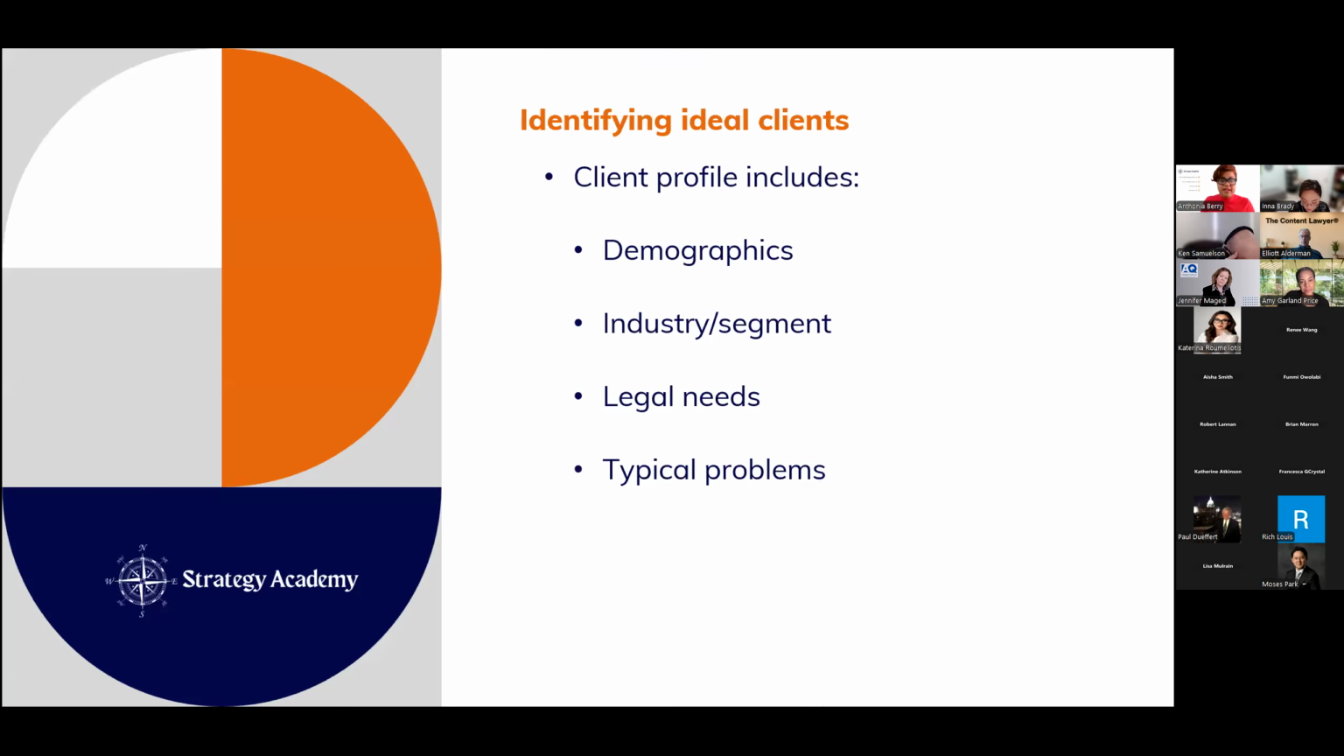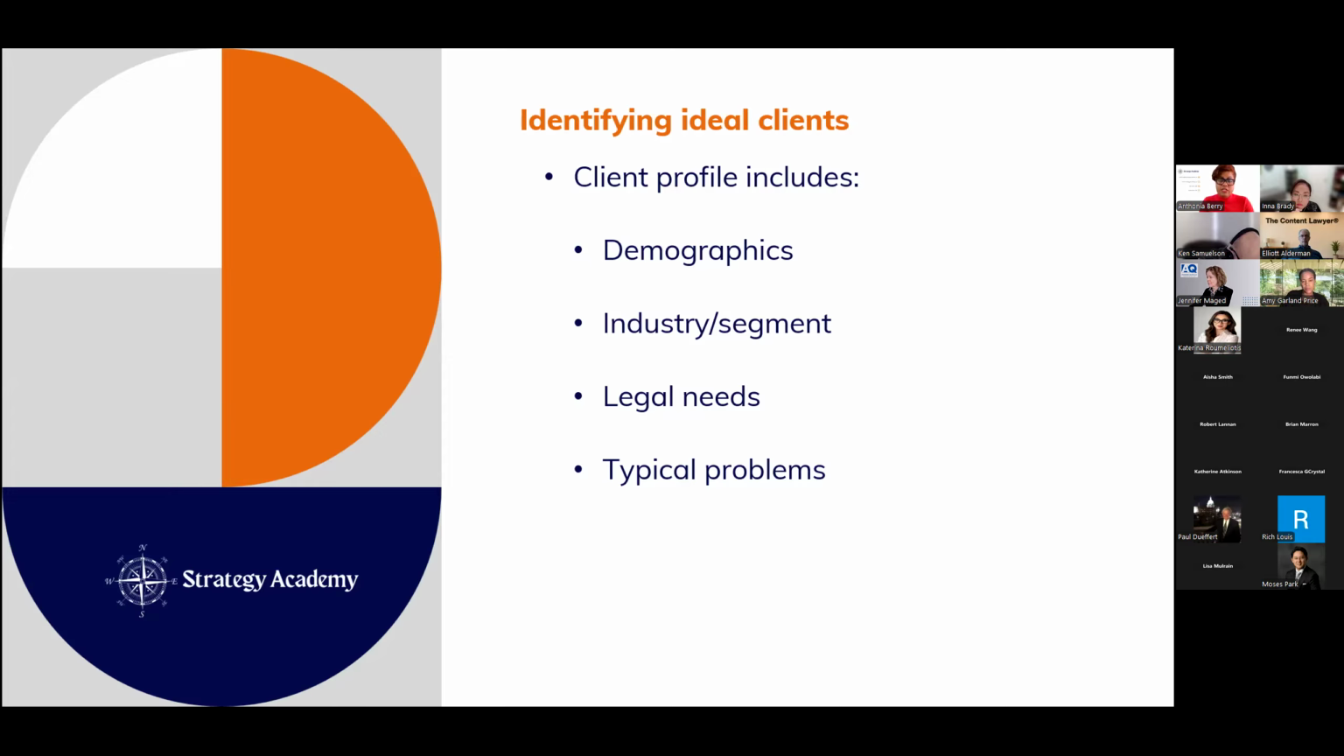In identifying your ideal clients, we like to create what we call a client profile. These client profiles include demographics, meaning, is there a household income level that you're looking for? Is there an age bracket? What characteristics about this individual need to exist in order for you to serve that individual, who is representative of a larger group, and you're able to connect, relate and offer them what you're offering as an attorney.